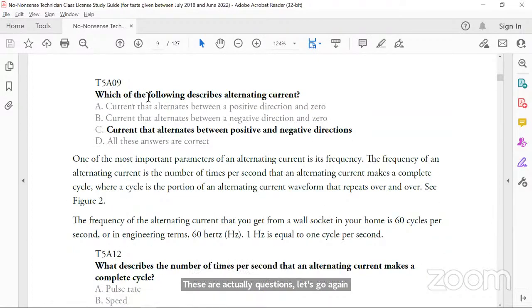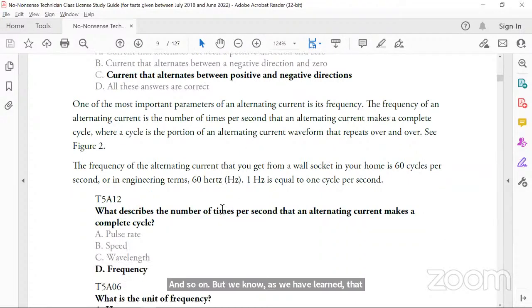Next question. Which of the following describes alternating current? So they give you 4 choices, but the correct answer is current that alternates between positive and negative directions. Again, straight from our slides, that is what alternating current is. It is current that alternates between positive and negative. Notice the distractors or the wrong answers. They're telling you about a positive and 0 and all are correct and so on. But we know, as we have learned, that alternating current alternates between positive and negative directions. Next question.